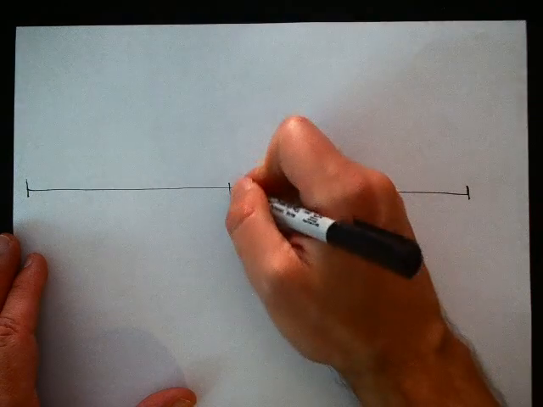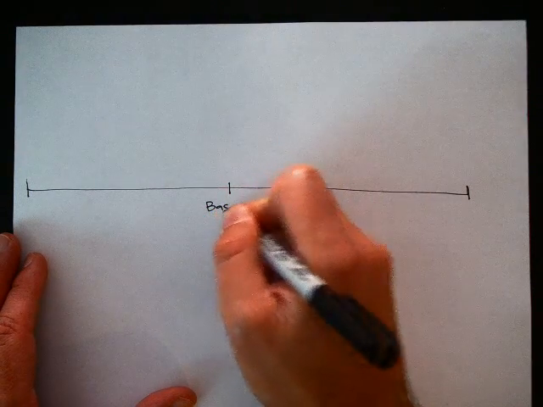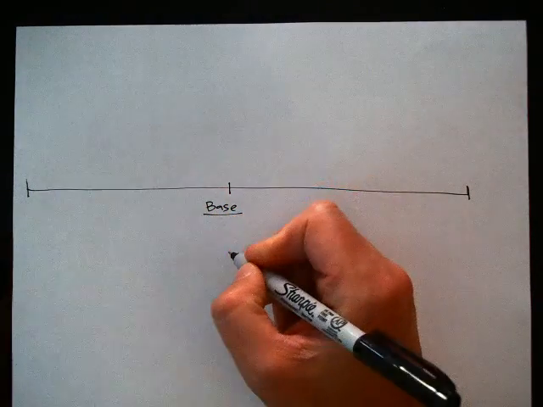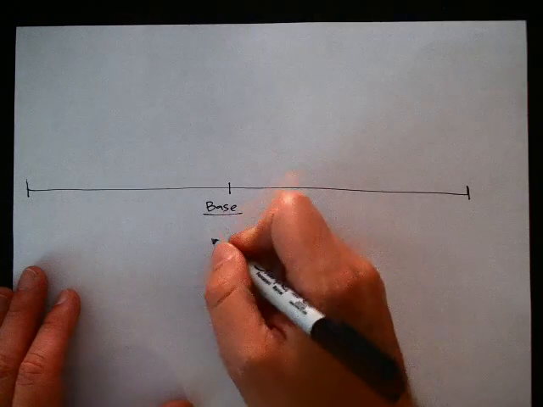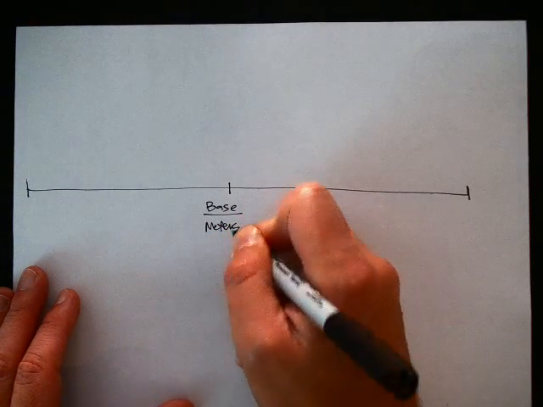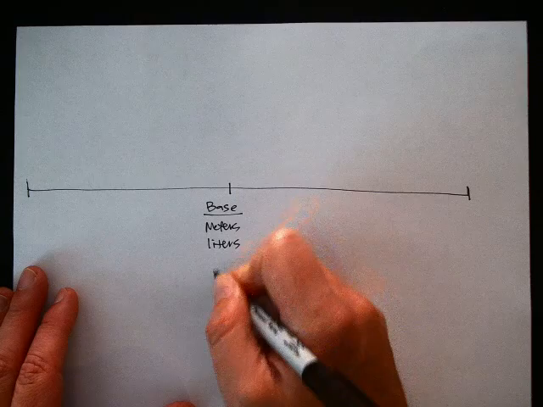And in the middle goes the base units. And I'm going to write the base units on bottom so things don't get confusing. The three primary base units are going to be meters, liters, and grams.